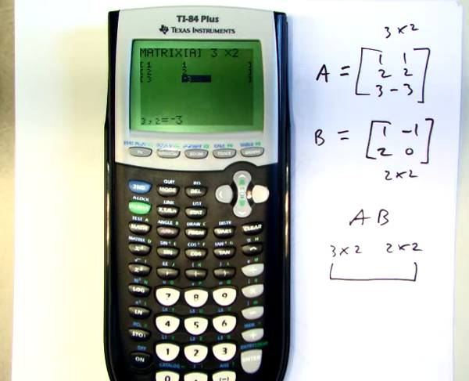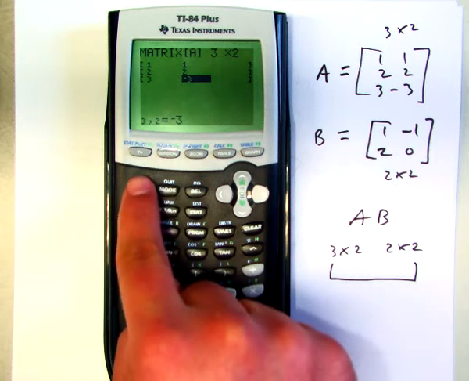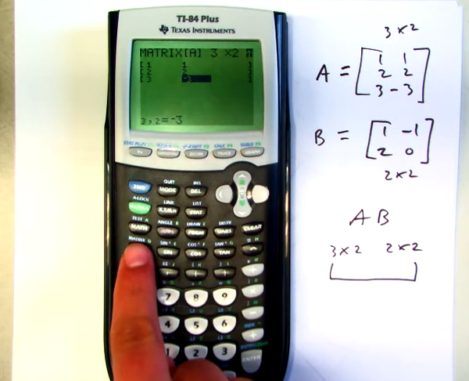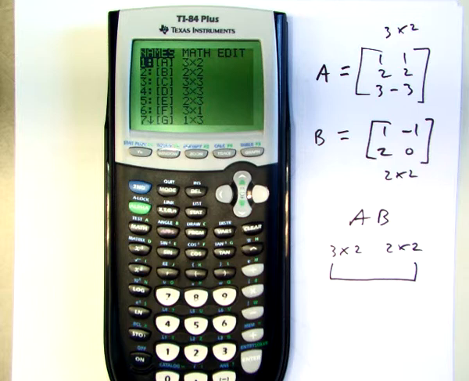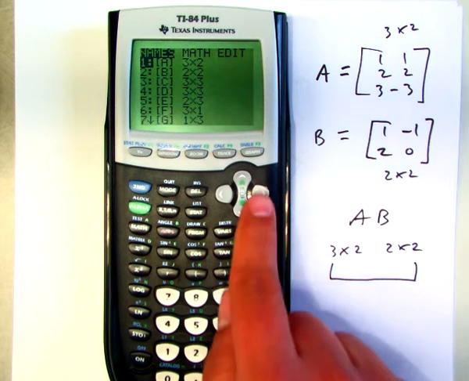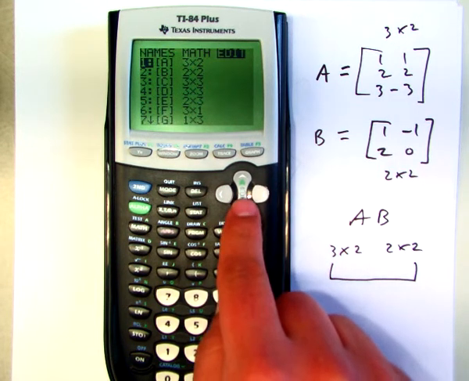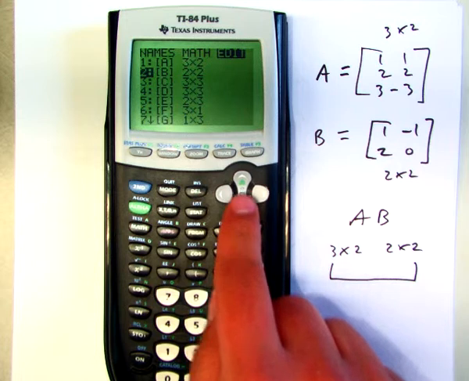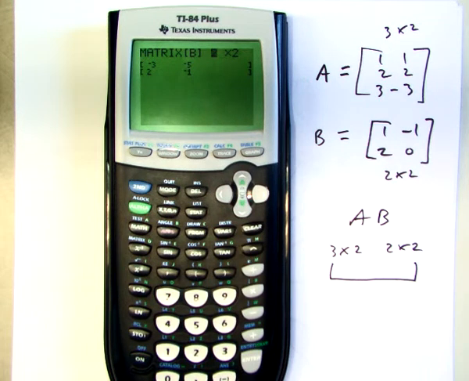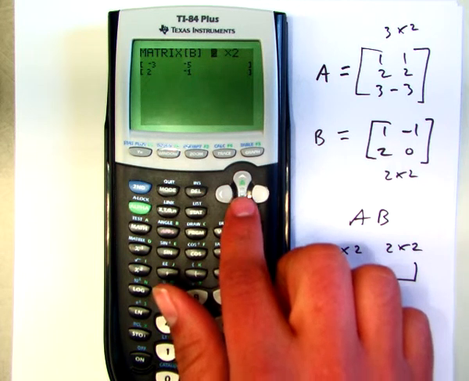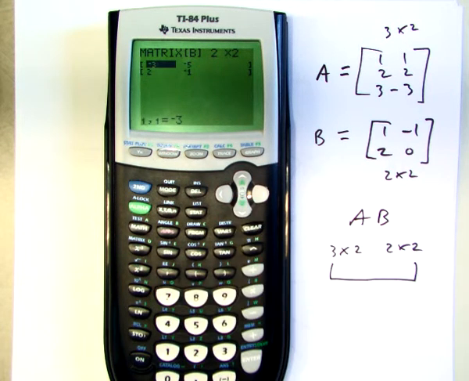And then we do the same thing for B. You press second, and then matrix again to get back to the main menu. You go over to edit, and now we're going to program matrix B into it. So hit enter on B. This one is already 2 by 2 for whatever reason, for me anyway, so I'm going to leave it. Yours may not have dimensions, so fix it if necessary. And I'll put in the entries: 1, negative 1, 2, 0.